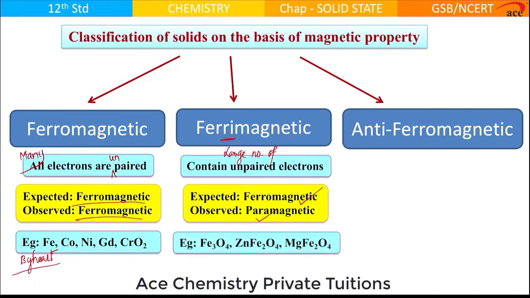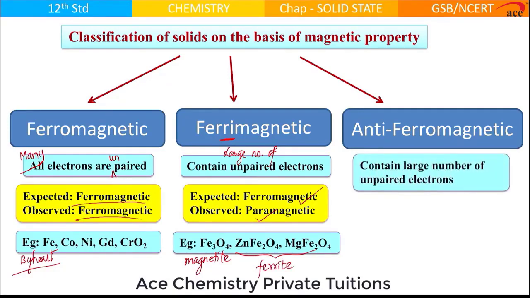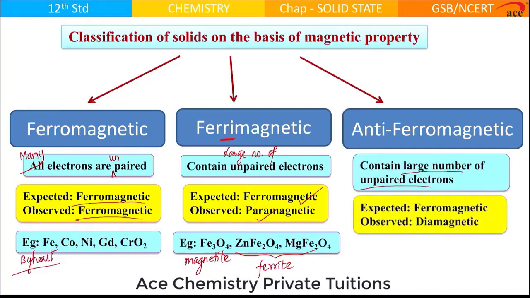An example is magnetite. Fe3O4 is called magnetite, and these are popularly called ferrites. So magnetite and ferrites are ferrimagnetic substances. They also contain a large number of unpaired electrons. So what is expected from them? Ferromagnetic. What is observed? Unusual diamagnetic. And an example is MnO. Now why is it like this?